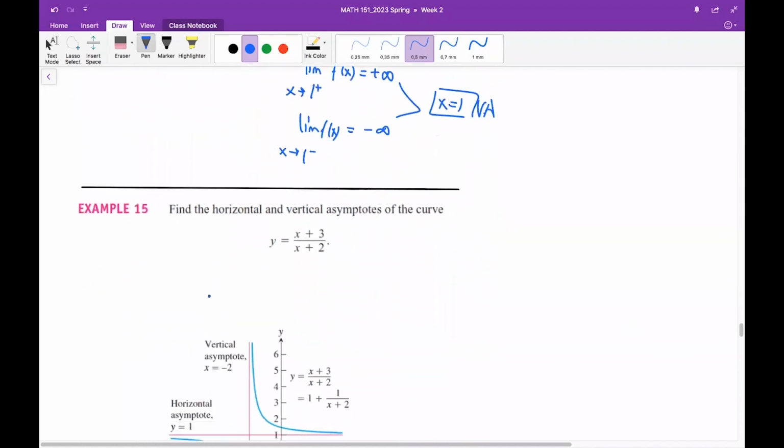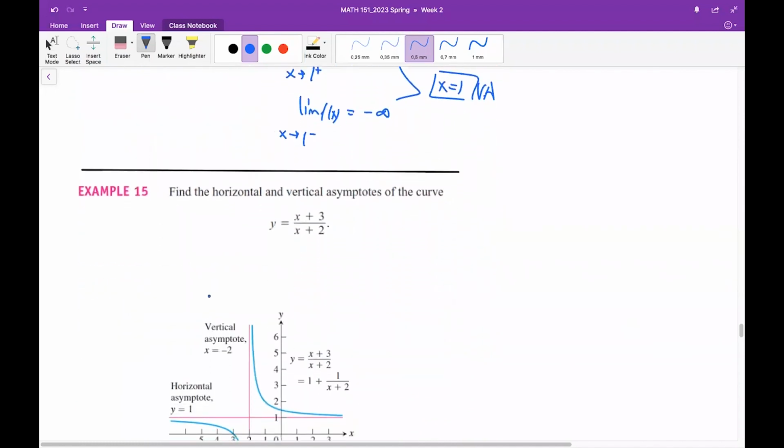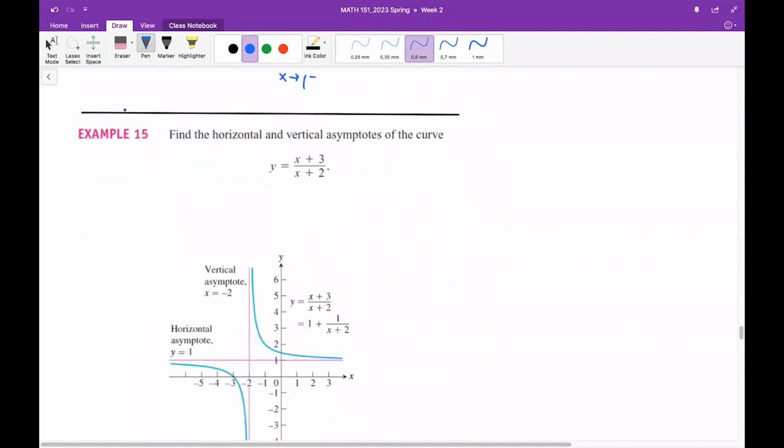There is also a way to detect horizontal asymptote without seeing the graph. In this case, let me do that example and then I will stop. Find horizontal and vertical asymptote of this curve. Okay, first, let's start with horizontal asymptote. How do you detect that? You directly look at the limit of your function as x goes to plus or minus infinity. This is the way to detect horizontal asymptotes for your graph.